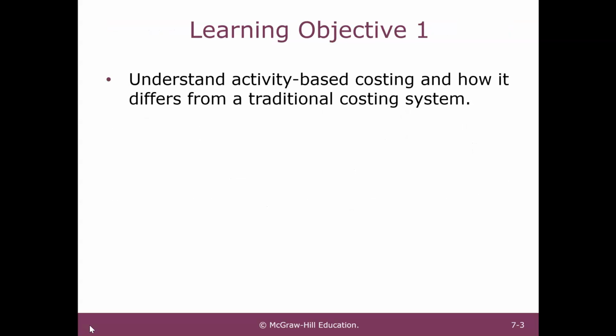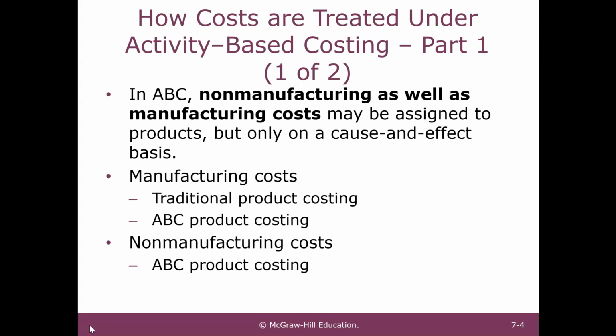So the first thing we're going to do is to look at ABC costing and how it differs from the traditional costing system. First off, in ABC, non-manufacturing as well as manufacturing costs can be assigned to products. With normal traditional product costing systems, we separate period costs and product costs. But with ABC, they don't separate by product and period. They separate by what cost is being driven by that activity.